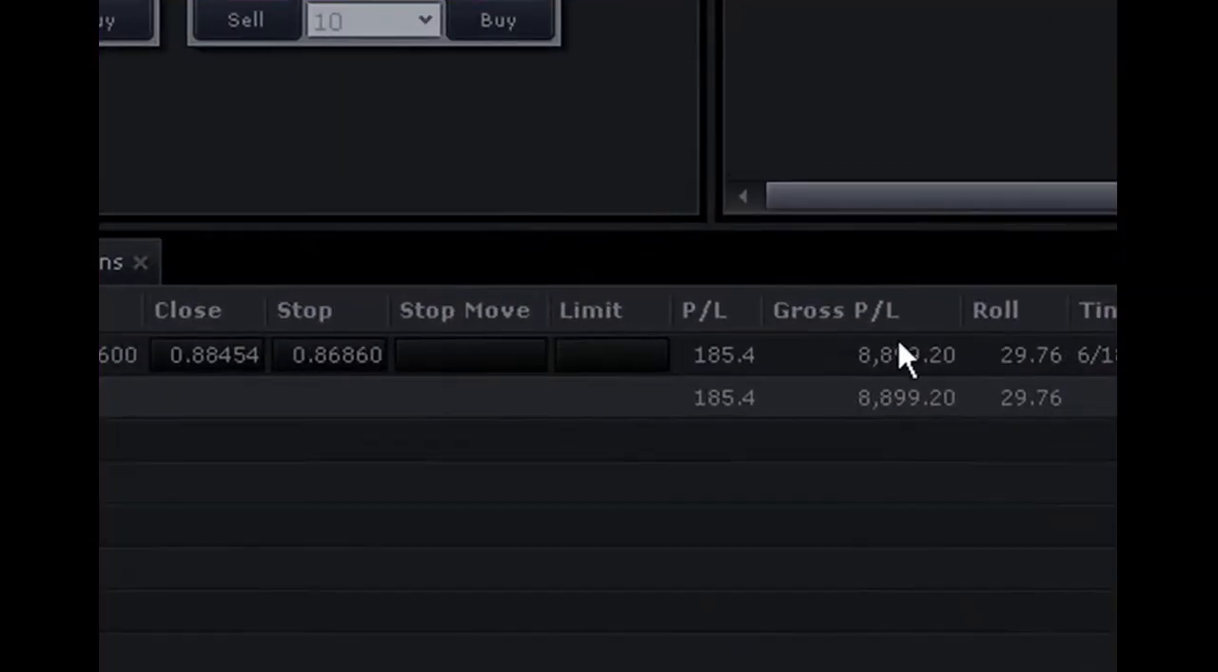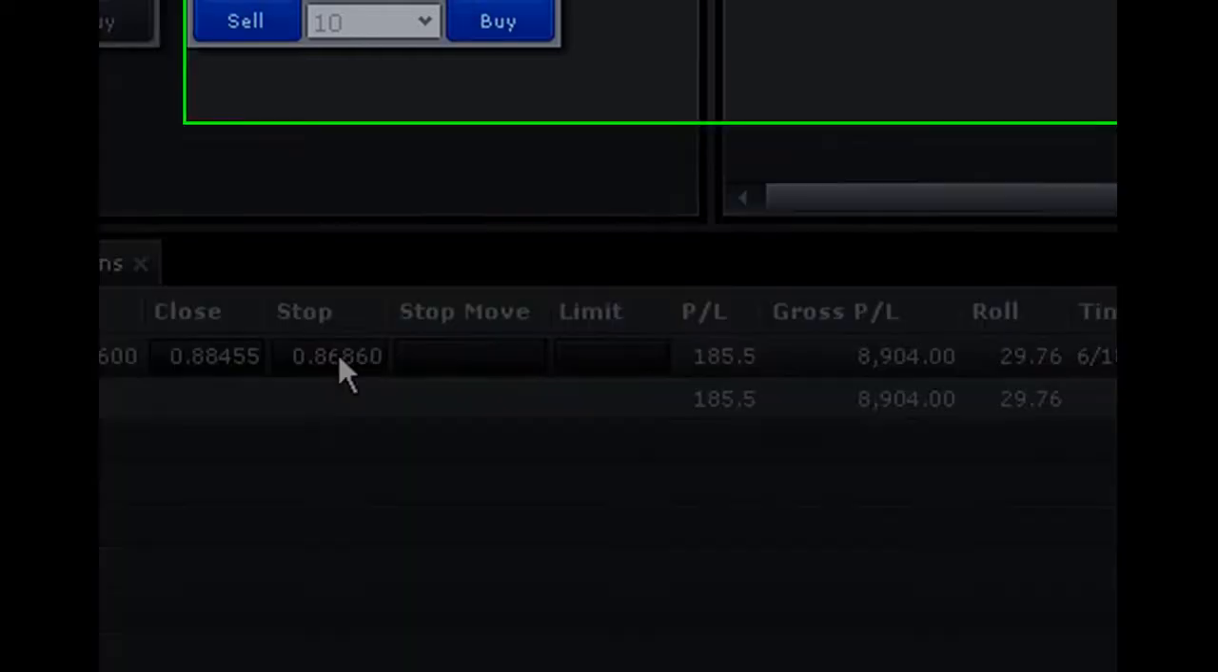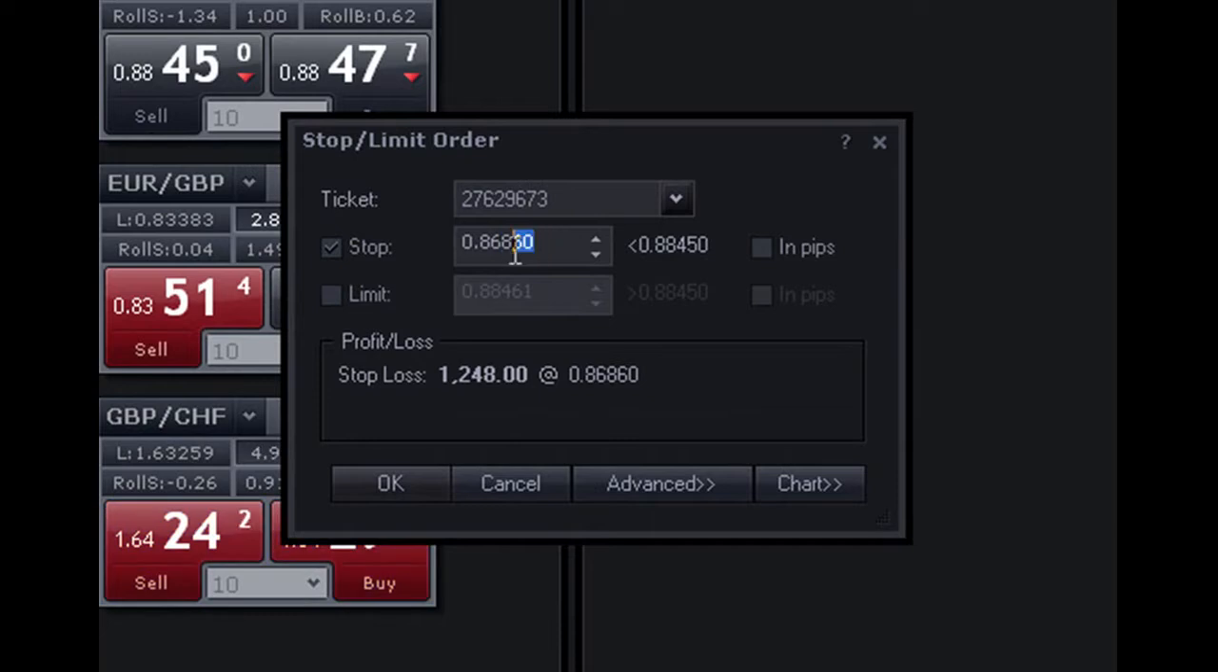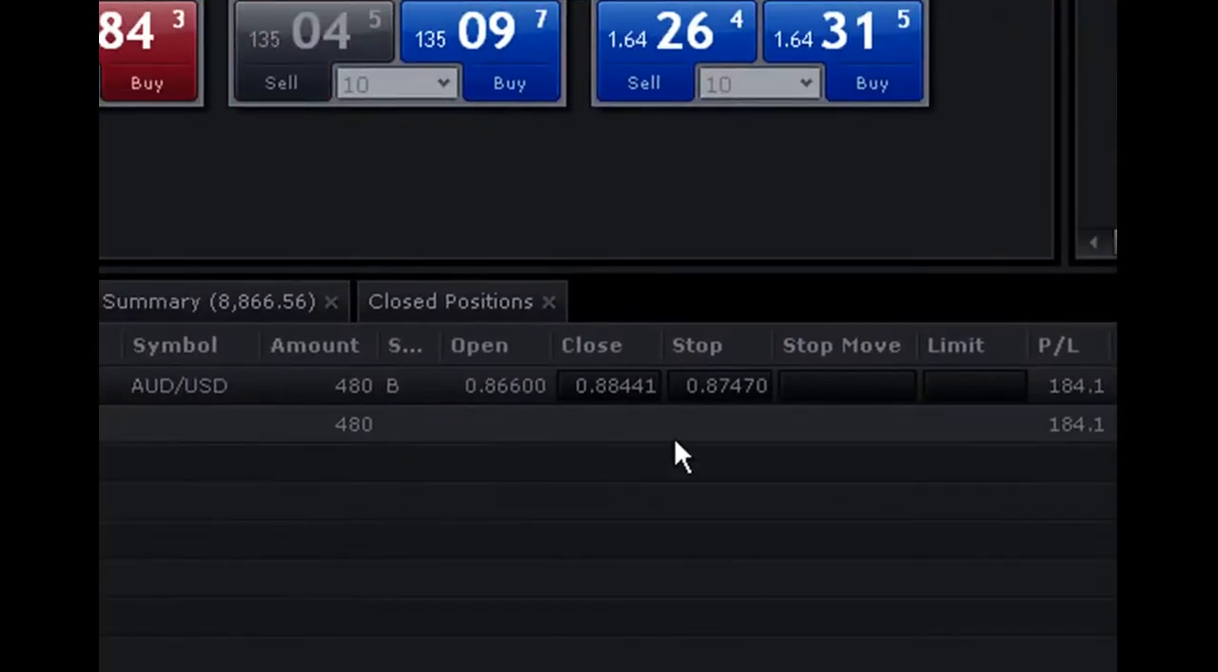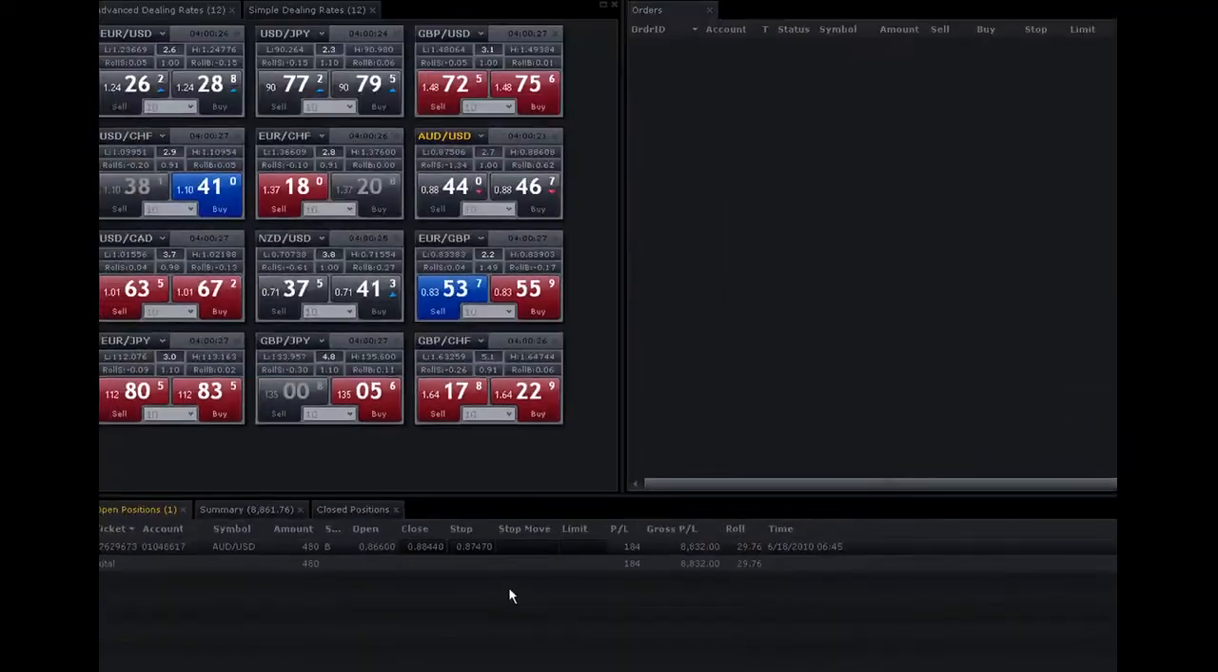As you can see, we're in a nice amount of profit here, nearly $9,000. So left click on the stop and let's change this to 0.8747. Click OK. And now we've got our stop at 0.8747. So we enter at 0.8660 and our worst case scenario here is that price comes down and we get out at 0.8747. So it's still a great trade even if price comes back down.